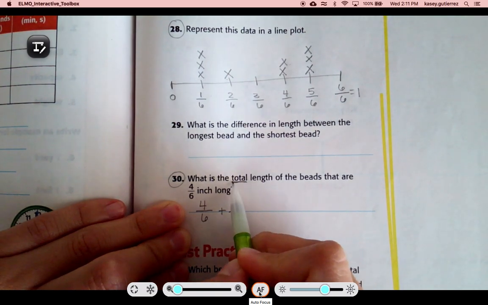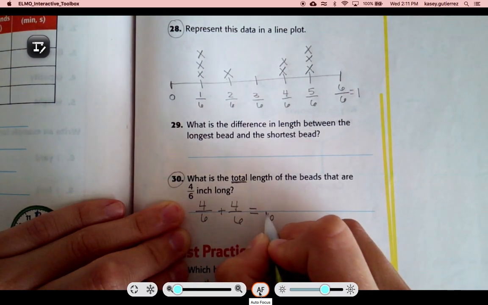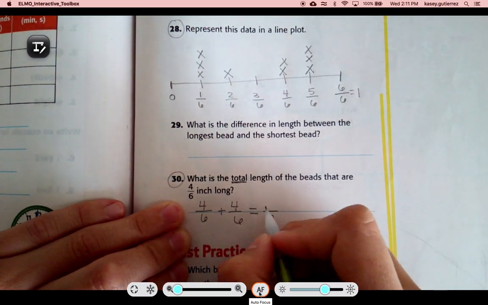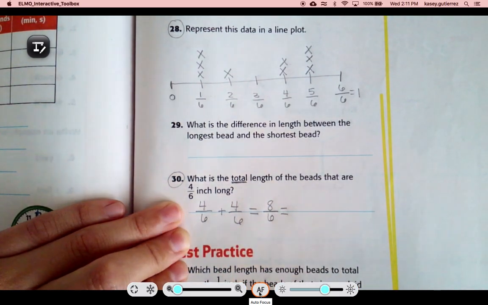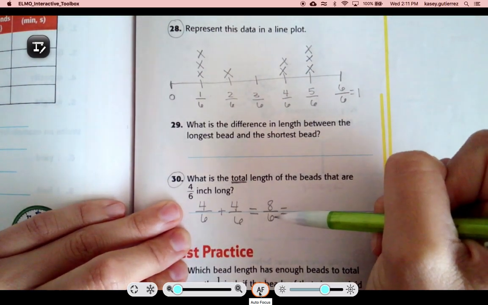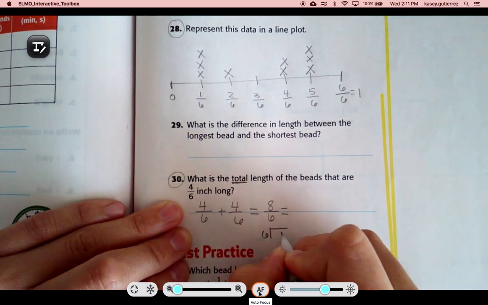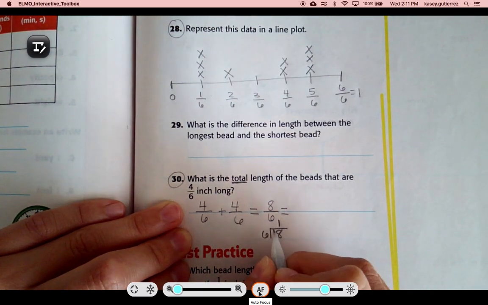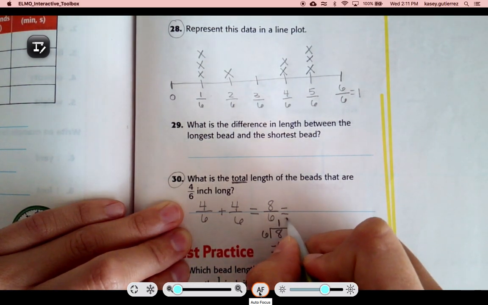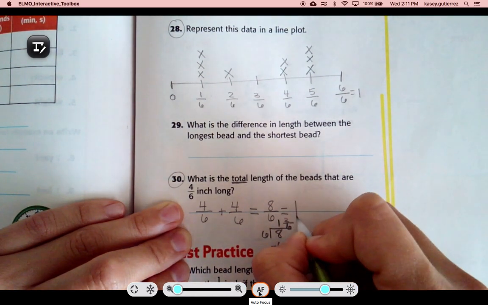I want the total, okay? So the denominators stay the same, and you add the numerators. It's an improper fraction. That's okay. You're going to ask yourself, how many times does 6 go into 8? Or you use long division like this. How many times does 6 go in 8? Just 1 time. 1 times 6 is 6. Subtract, you get 2. That's going to be your numerator. That's your denominator. Keep the denominator the same. So it's going to be that.